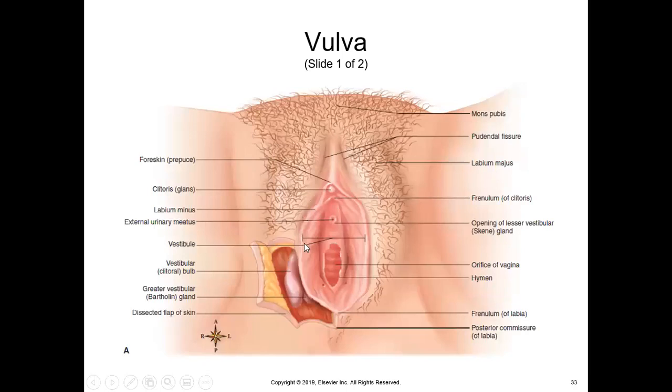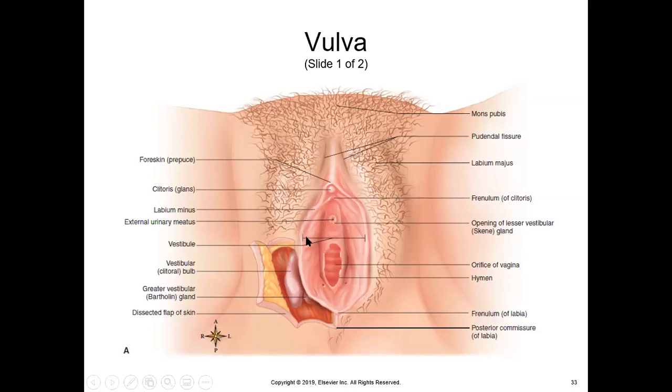So this is the vulva. This is the part that we can see. Once again, here's the foreskin, which is called the prepuce, that covers the clitoris. There's the clitoris in the middle. And then you have the labia minora, the inside. The labia majora is this part out here. This is usually pulled together so you cannot see the vulva until you pull back the labia majora.